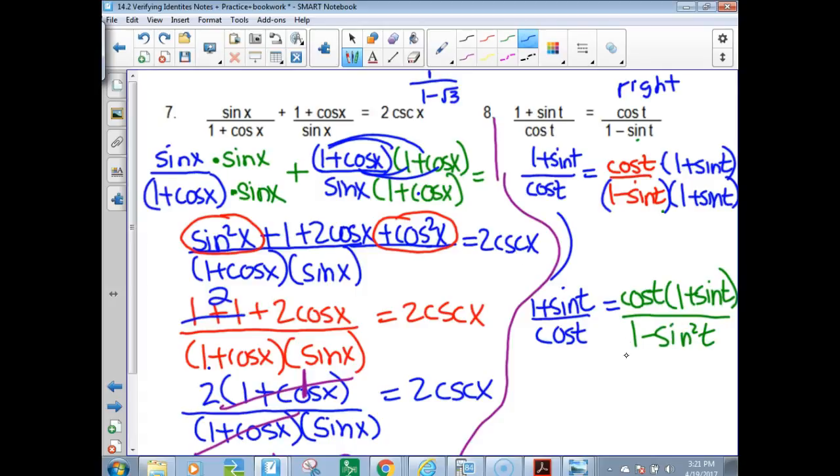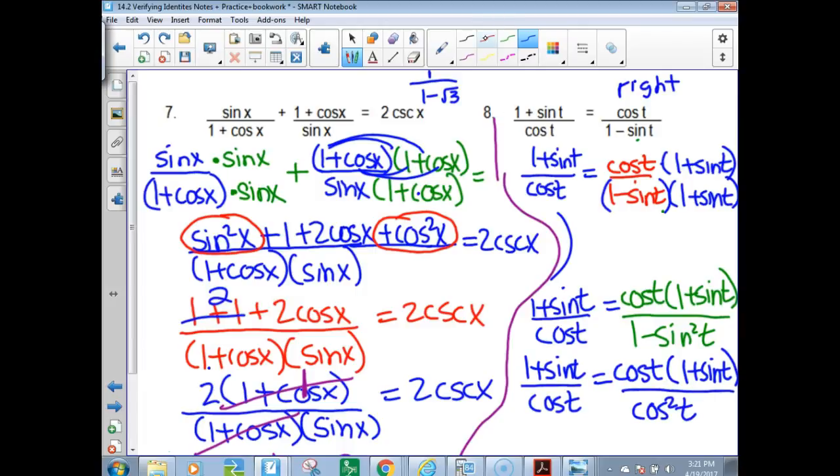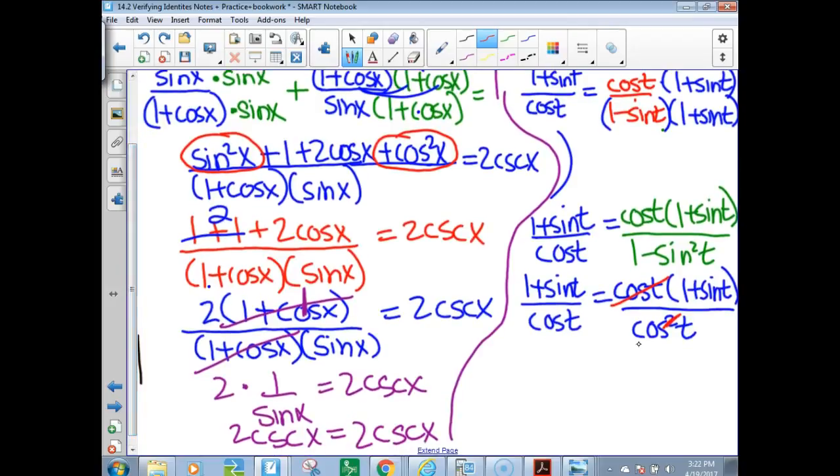Well, that seems like something we've used before today. Yes, sir. 1 minus the sine squared is the cosine squared. You've got to show this. You've replaced the 1 minus sine squared with a cosine squared. And then cross out the cosine on top with the one in the denominator so that you show you have 1 left on the denominator. And guess what? We're done. Because now 1 plus sine t over cosine t equals 1 plus sine of t over cosine of t.